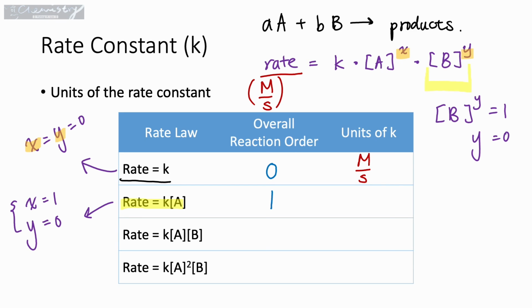The units, however, so we know that rate is in units of molarity over seconds, is equal to k, which we don't know the units, multiplied by the concentration of A, which we know the units because concentration is going to be in molarity. So from here, we can back calculate the units that k should be, right? We can isolate k by dividing both sides by molarity, and then that will give us 1 over seconds. So if the overall reaction order is 1, then the units of k is going to be 1 over seconds.